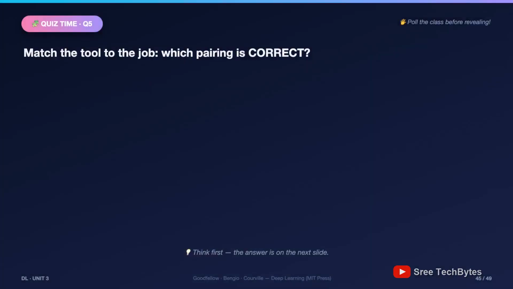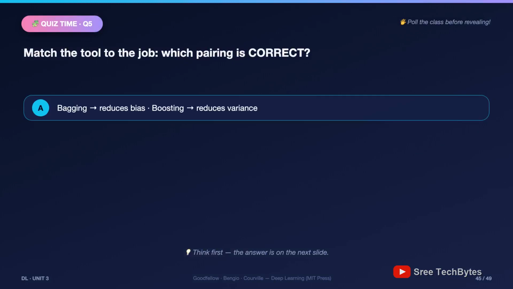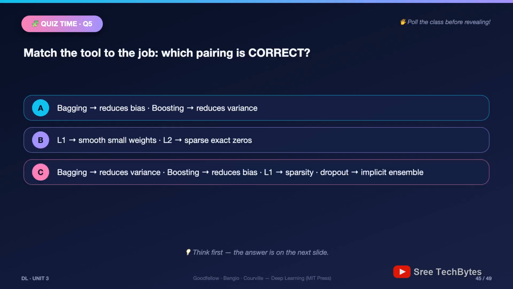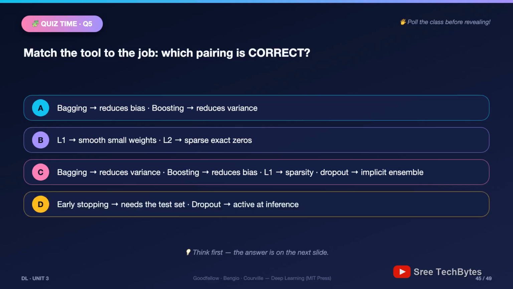The final quiz, a whole unit synthesis. Match the tool to the job. Which pairing is correct? A. Bagging reduces bias, boosting reduces variance. B. L1 gives smooth small weights, L2 gives sparse exact zeros. C. Bagging reduces variance, boosting reduces bias. L1 gives sparsity and dropout is an implicit ensemble. D. Early stopping needs the test set, dropout stays active at inference. One option gets every mapping right, the others each swap a famous pair. Take your time, this is the whole unit in one question.